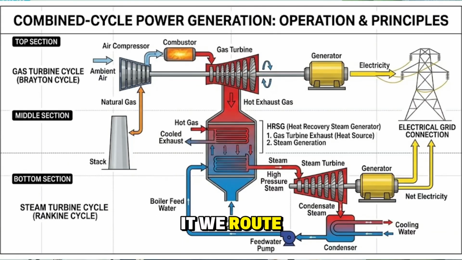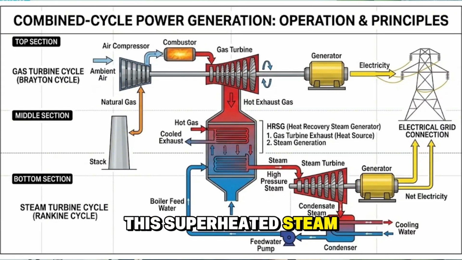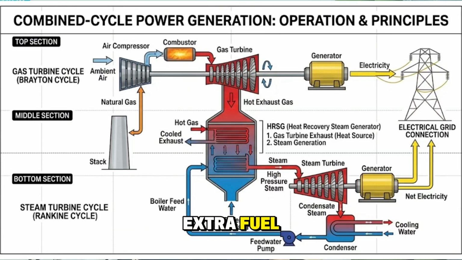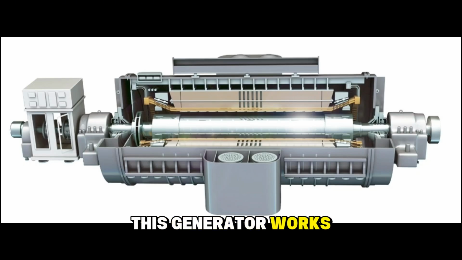Instead of wasting it, we route this hot gas into the HRSG, which is the heat recovery steam generator. The gas heats up water-filled tubes inside, boiling the water into high-pressure steam. Finally, in the bottoming cycle, this superheated steam is piped into the steam turbine, spinning the second generator for extra electricity without burning any extra fuel. The steam is then condensed back to water to repeat the loop. By recycling this waste heat, we successfully jump from 40 to over 60% thermal efficiency.